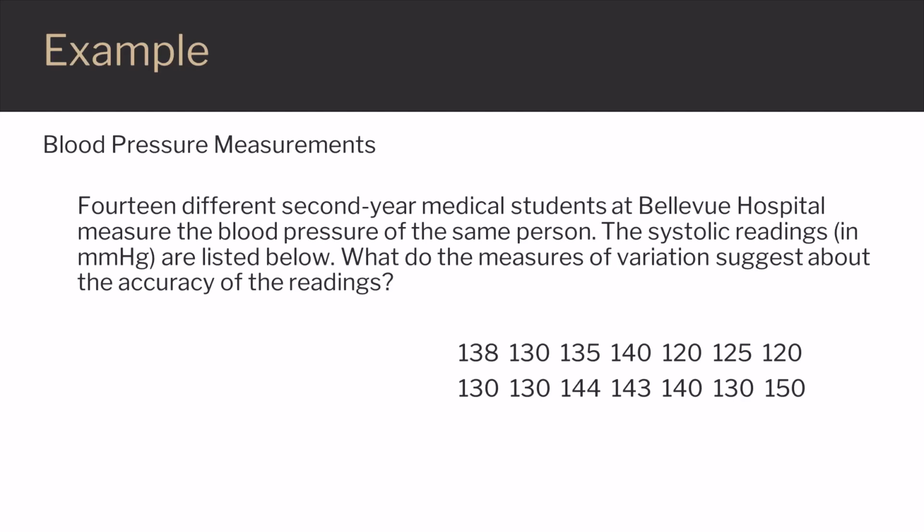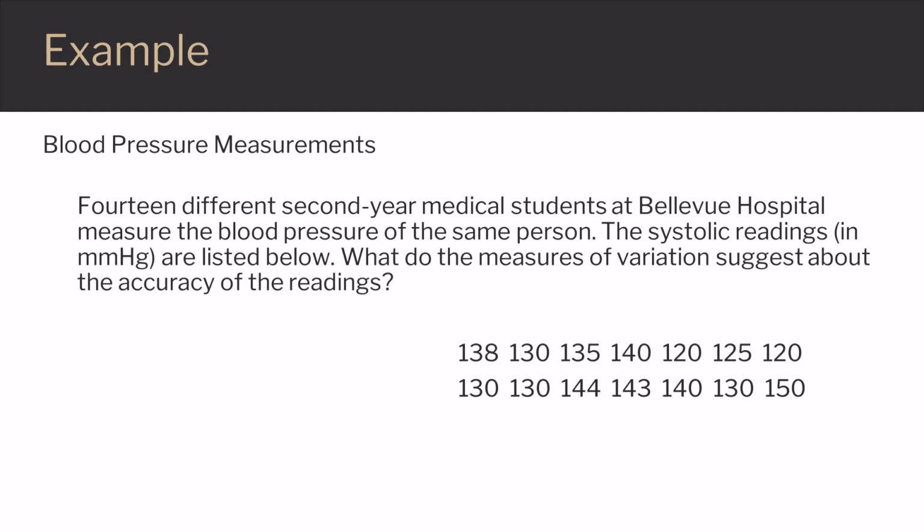So you have readings of 138 millimeter mercury, 130 millimeter mercury, 135 millimeter mercury, and so on. These are 14 different readings measured by 14 different students, measuring the blood pressure of the same person. Let's look at how these values vary by measuring how spread out they are.